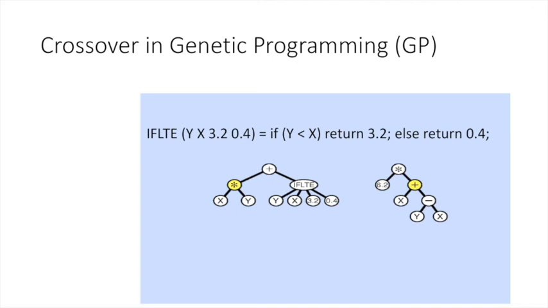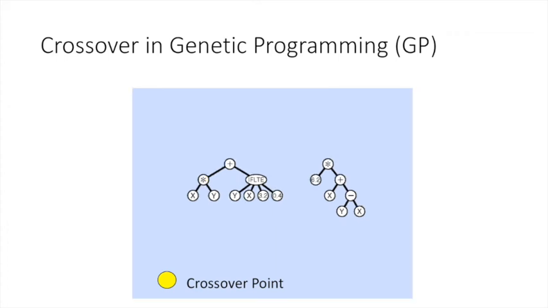So in this case, this IFLTE is embedded in a larger tree that is on the left side. Likewise, there's another tree on the right side. And now we have to do a subtree crossover. So for that, we randomly select 2 nodes, one from each tree. Then we remove the subtree located under the crossover point in the left tree and swap in the copy of the subtree located under the crossover point from the other tree.